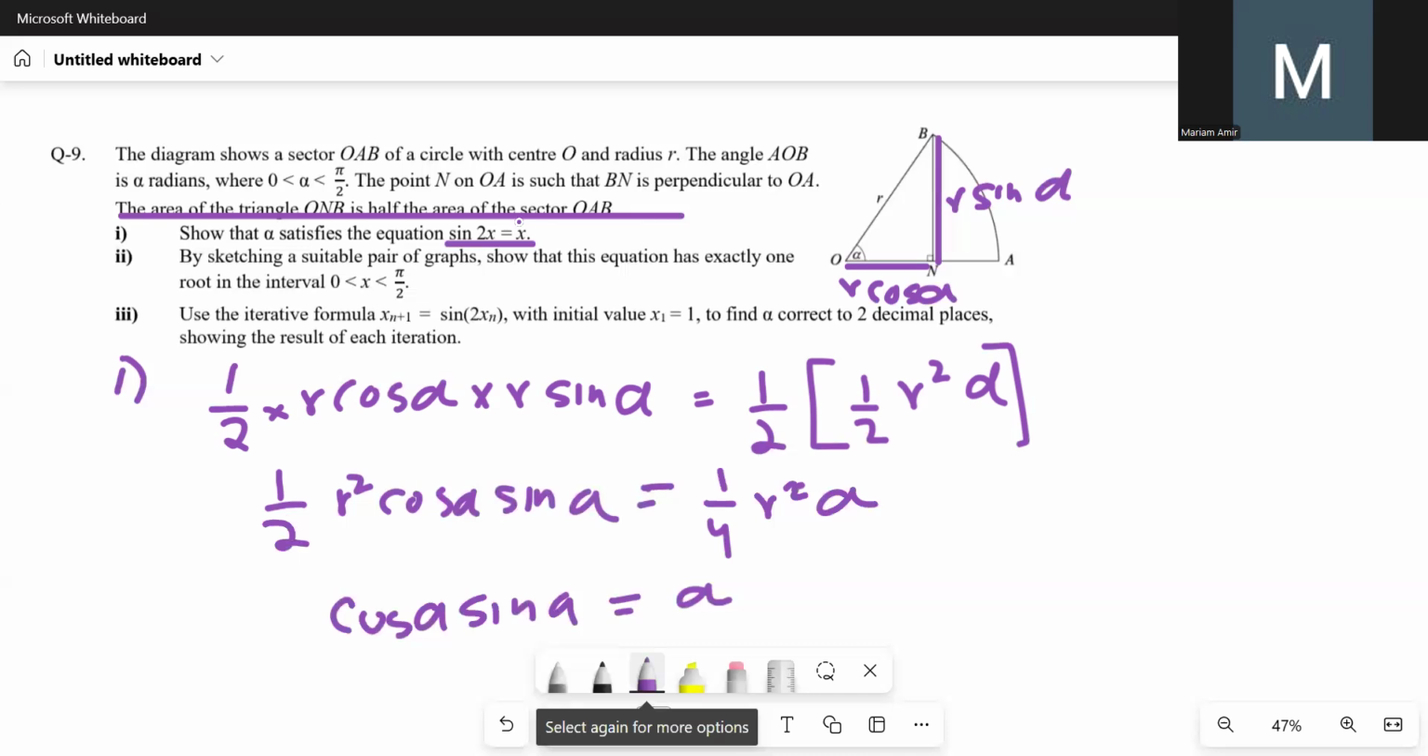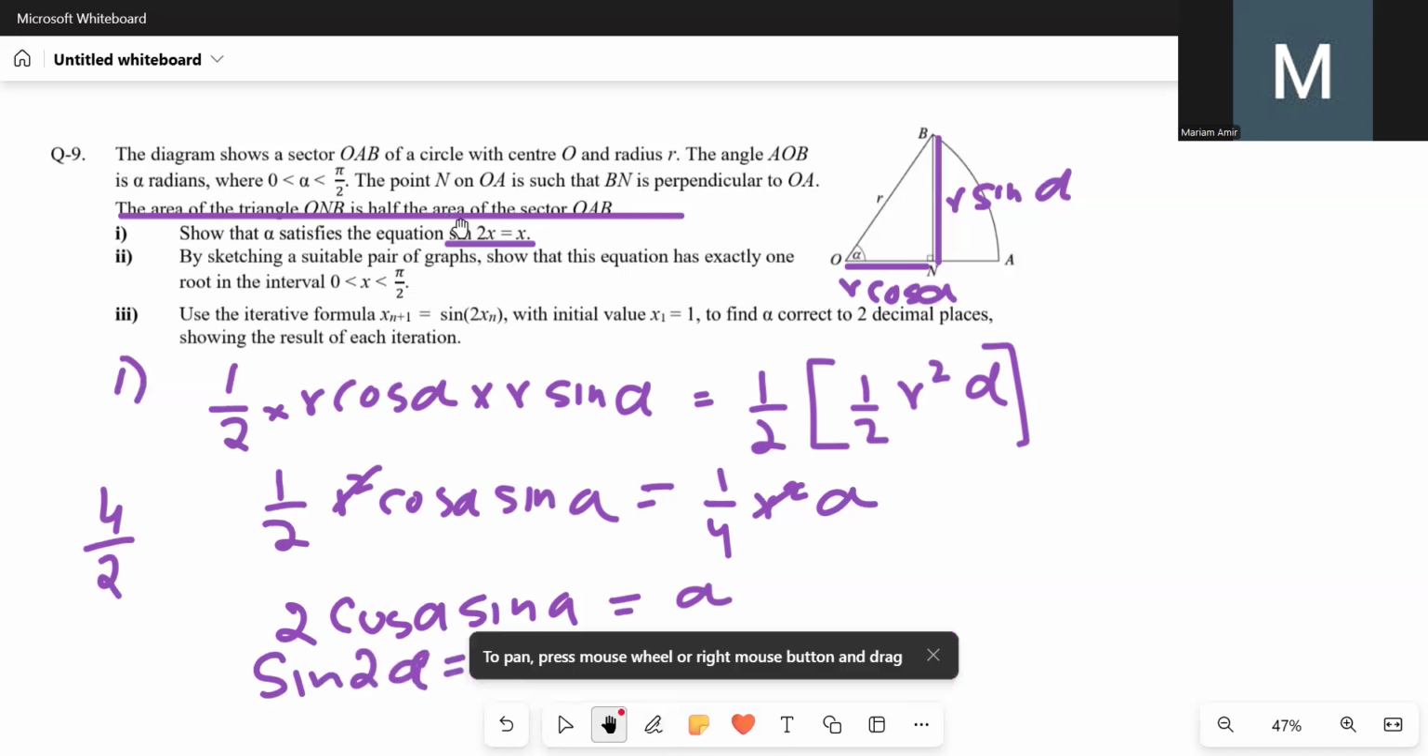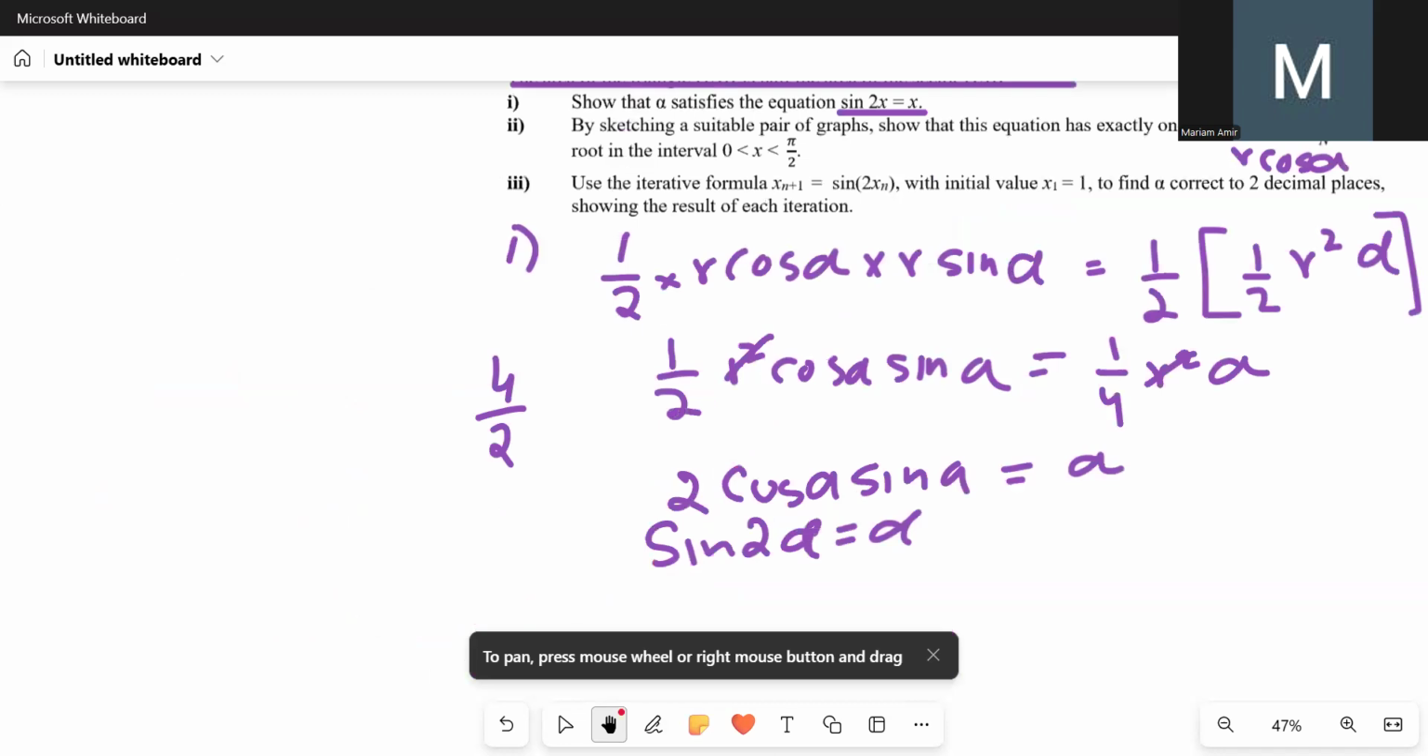Now I can cancel the r square and r square. The 4 will go to the other side, become 4 over 2. So there's a 2 here. So 2 cos alpha sine alpha is actually sine 2 alpha, which equals alpha. And they've replaced alpha with x. So we're going to write sine 2x equals x.